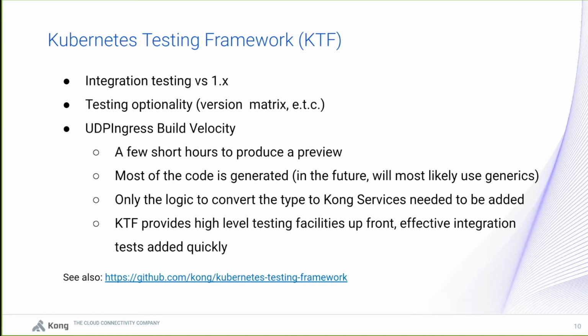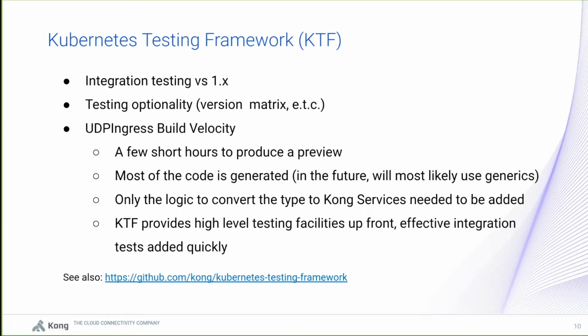Another one was UDP Ingress build velocity. So kind of the proof of concept for Kick 2.0, which we originally called Railgun. I probably should have mentioned that before, but Railgun was the code name for it, and is based off of an old video game joke, if you ever played the old Quake video games.